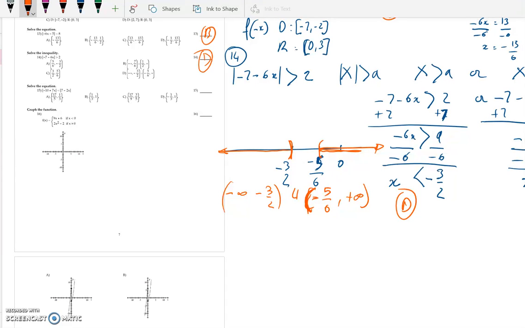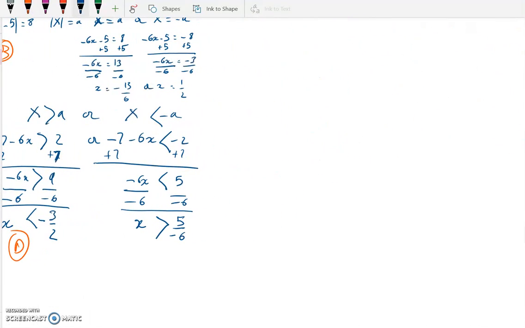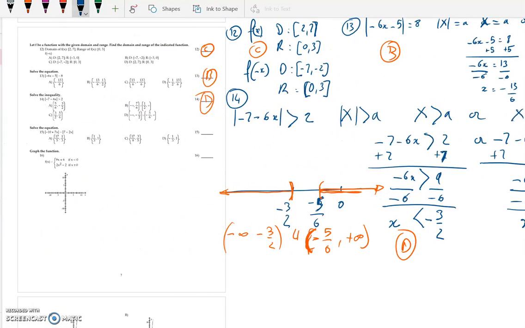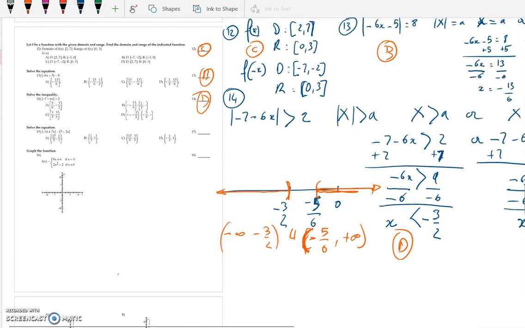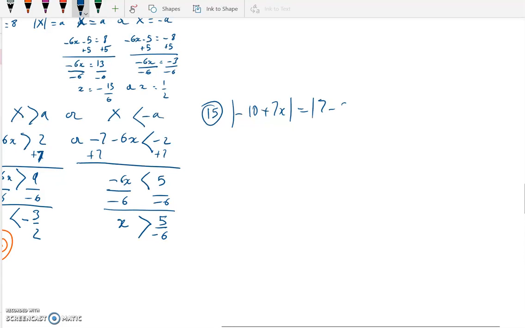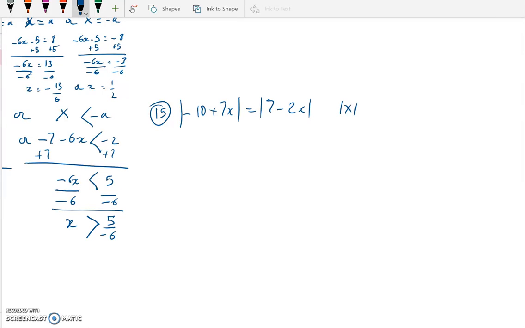Okay, now problem number 15. Let me do problem number 15 on the side right here. So on problem number 15, we are dealing with minus 10 plus 7x equal, open another parenthesis, 7 minus 2x. And that should make you think about the absolute value of an algebraic expression equal an absolute value of another algebraic expression. And you are supposed to have the algebraic expression equal y, or the algebraic expression equal negative y.